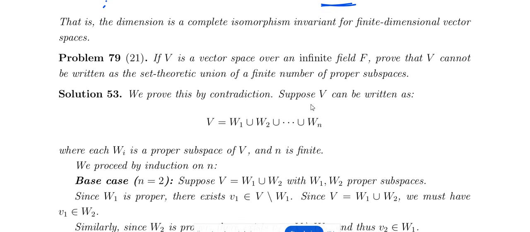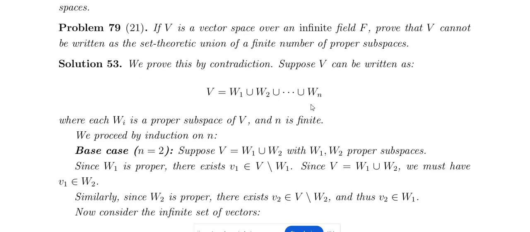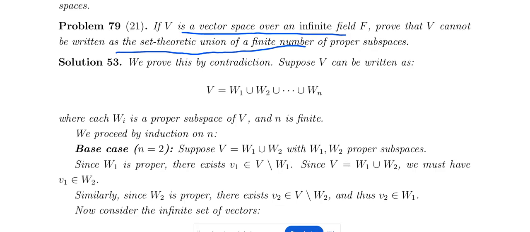And V is a vector space over an infinite field F. V cannot be written as the union of a finite number of proper subspaces. Let's leave it.